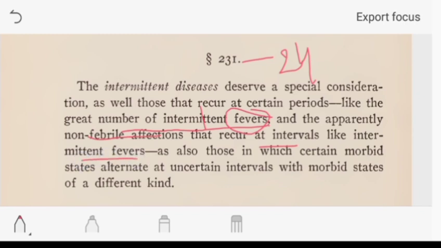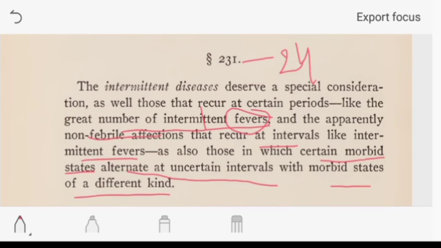But another type of intermittent disease is a certain morbid state that alternates at a certain interval with a morbid state of a different kind. Understand what this line indicates? Morbid state of a different kind means the state, a character like sad and happy, melancholic and crazy. Those two states recur at an uncertain interval, as we discussed, so this type comes under the indefinite variety.